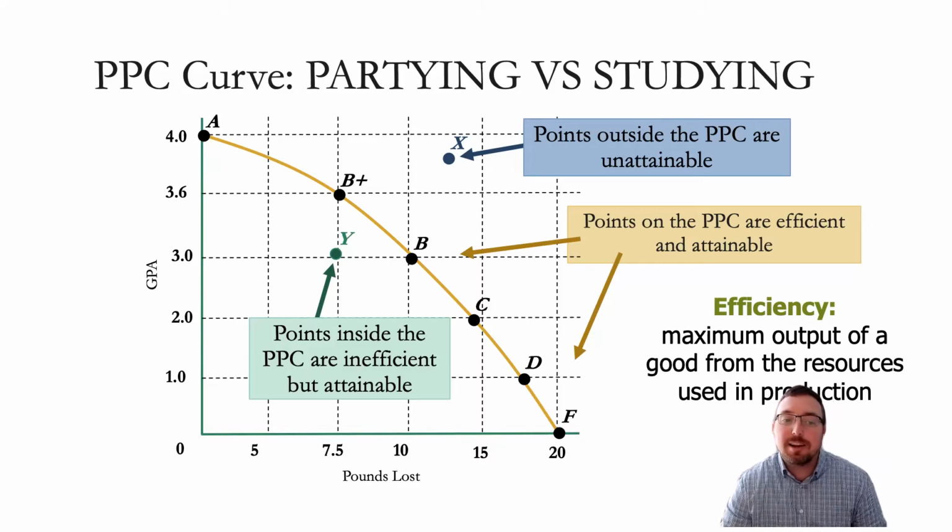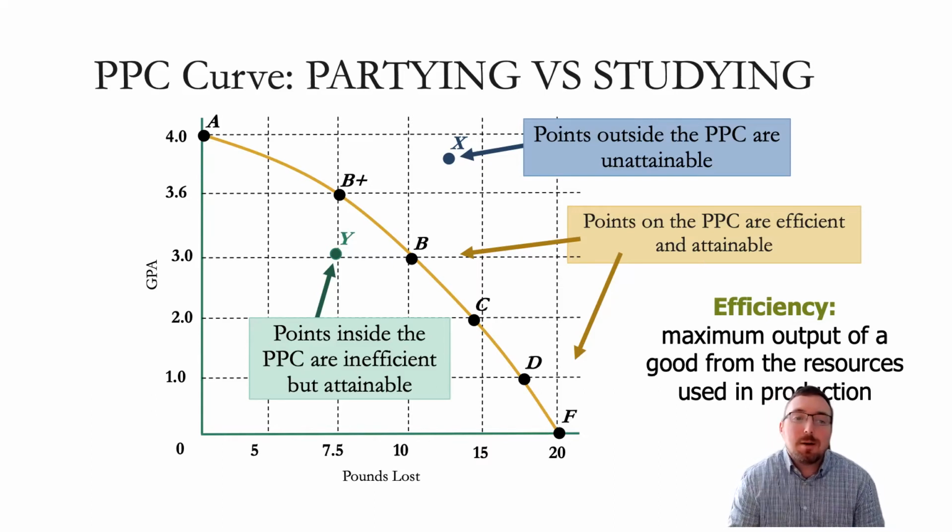Point Y here would be inefficient, right? Again, here, we'll assume that it's losing 7.5 pounds and getting a 3.0 GPA. Notice here, we're not utilizing our time. Maybe we're wasting time, but we can utilize our time more to study more. Maybe we study more. Instead of getting 3.0, we get a 3.6. We could work out more. So instead of losing 7.5 pounds, we lose 10 pounds.